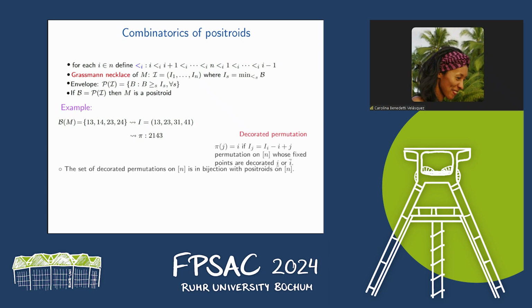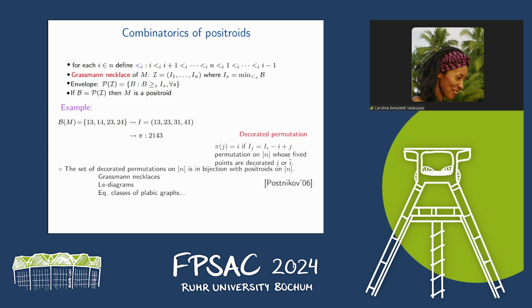The point is that if you were to grab all the decorated permutations on a fixed ground set, you are describing all the positroids on that ground set. It's a bijective correspondence, and there are other objects, and all of this is work of Postnikov. The class of positroids is very rich combinatorially, and that's what attracted me in principle.